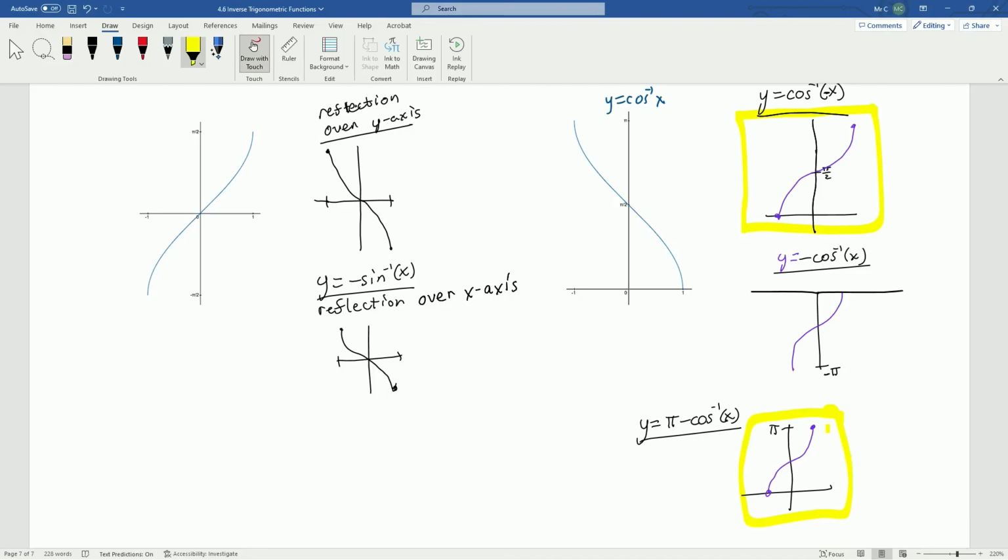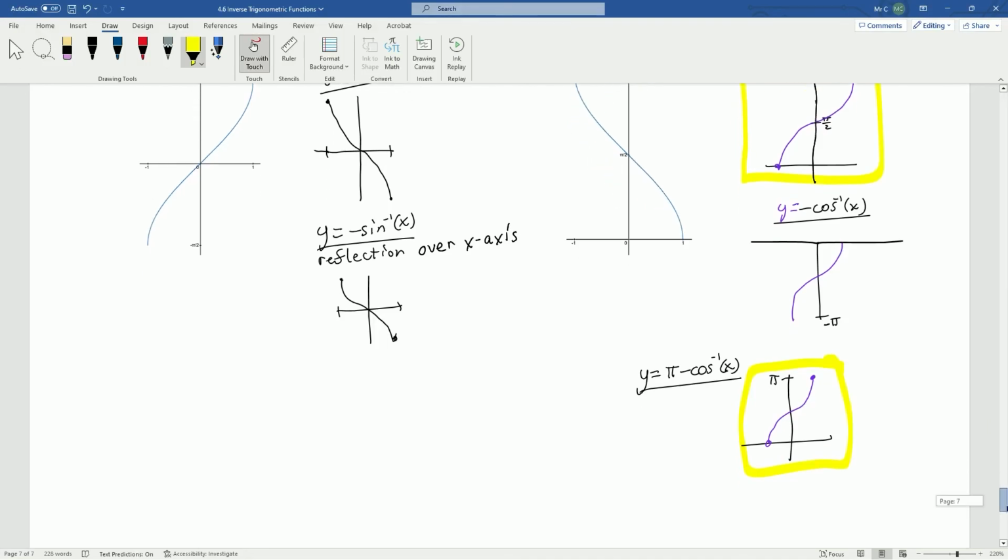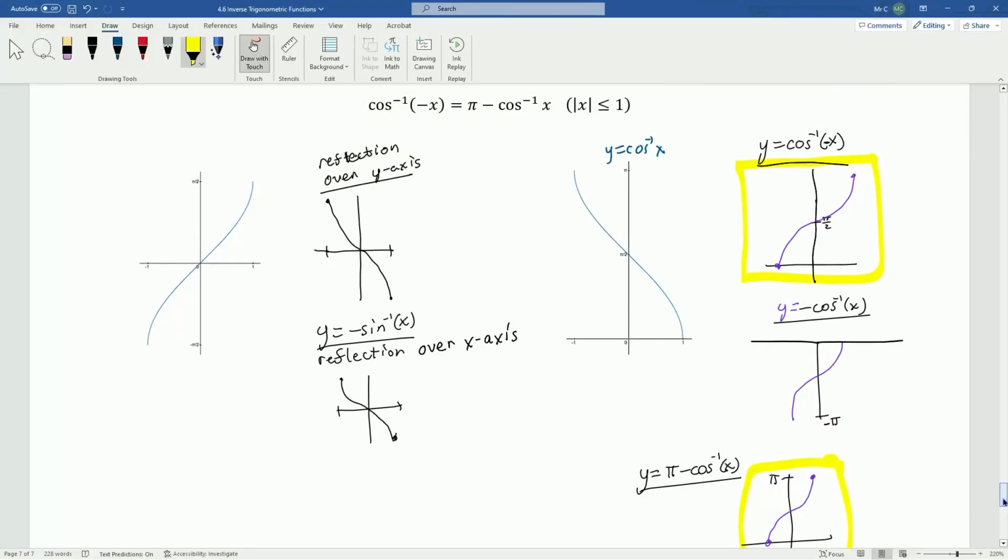So you may see these properties. They do rarely get used, but they're not going to come up a lot. So don't worry too much about these.